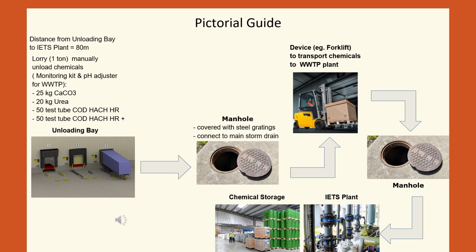Okay, the distance from this unloading bay to the IETS plant is 80 meters, and along the way, these chemicals will be going through manholes that are covered with steel gratings and connected to the main storm drains. The device that will be used to transport these chemicals to the wastewater treatment plant is a forklift, and the chemicals will be carried to the IETS plant and stored at a chemical storage.